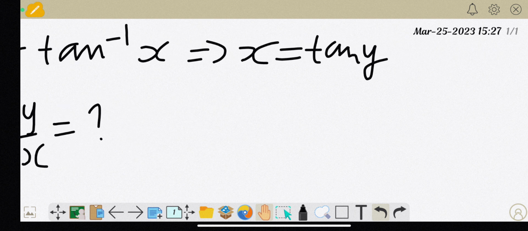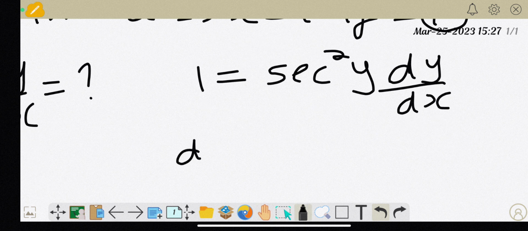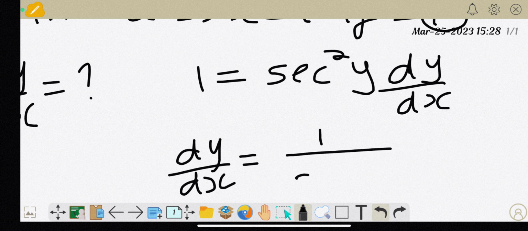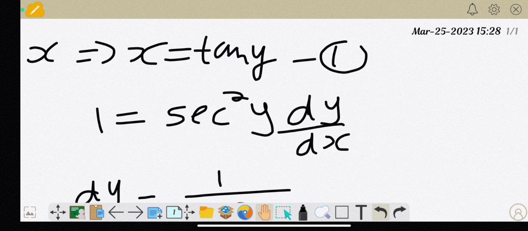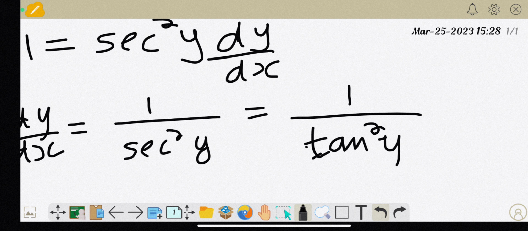So for this equation, differentiate on both sides. So 1 is equal to the differentiation of tan y, which is secant square y dy by dx. Now dy by dx is equal to 1 by secant square y. So I want to represent secant square in terms of tan. So what is the formula? Secant square y is equal to tan square y plus 1, correct?